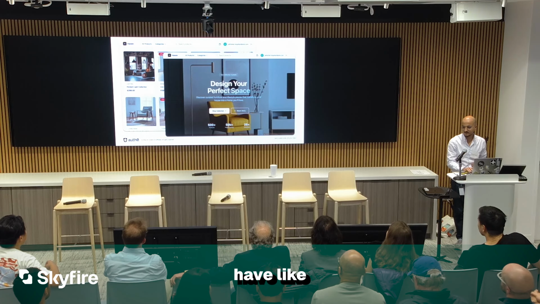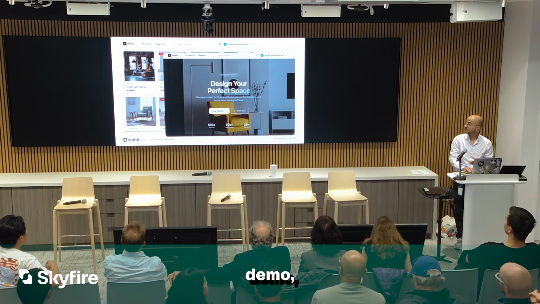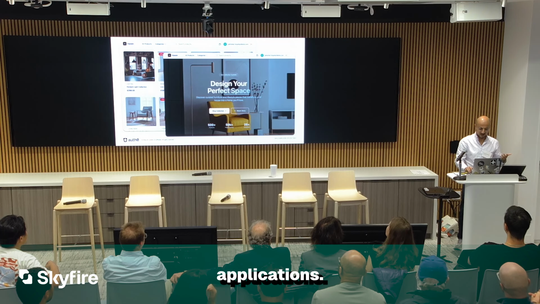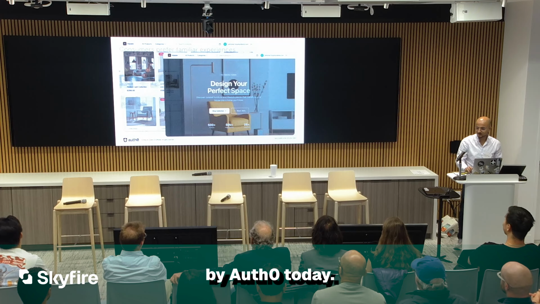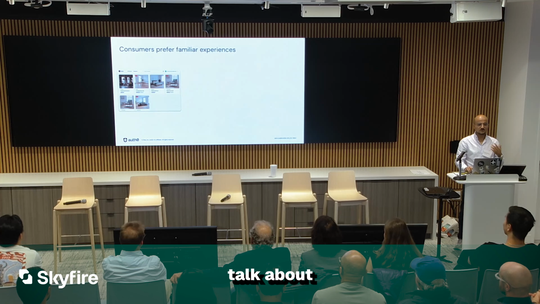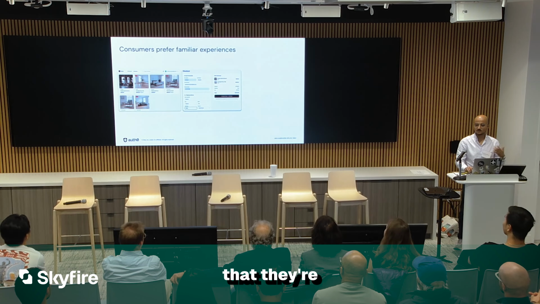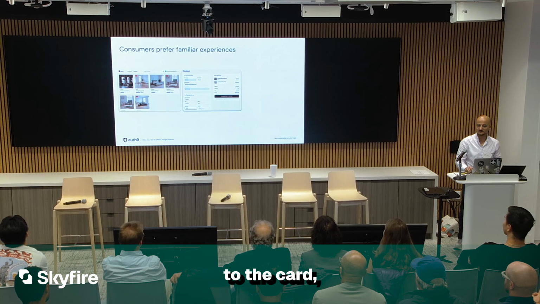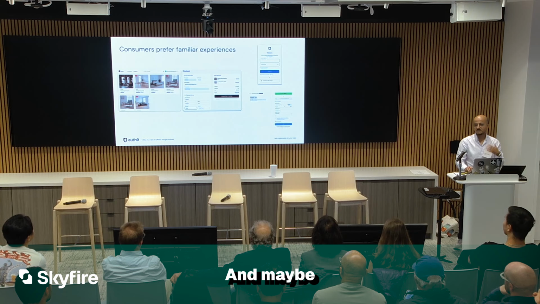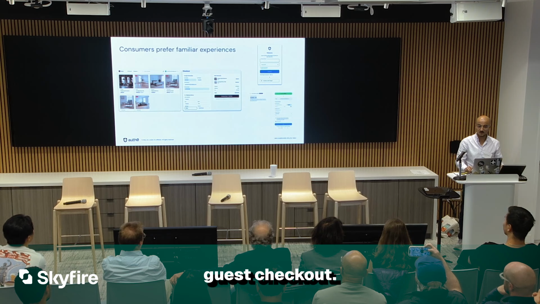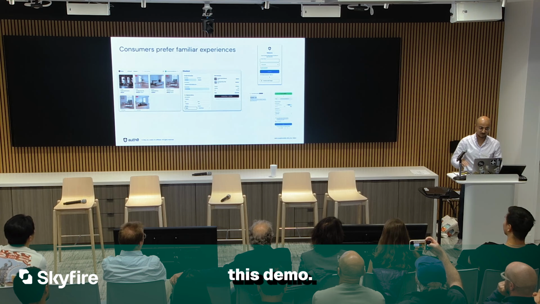Today, you could have a consumer website, and in this demo, this website was vibe-coded with a lot of V0, a lot of applications. It's protected by Auth0 today. And when we talk about trust, consumers trust familiar experiences. They know they're going to add items to the cart, click checkout, and maybe sign in with Auth0, or maybe just go straight to Stripe and do a guest checkout. All of this works on this demo.